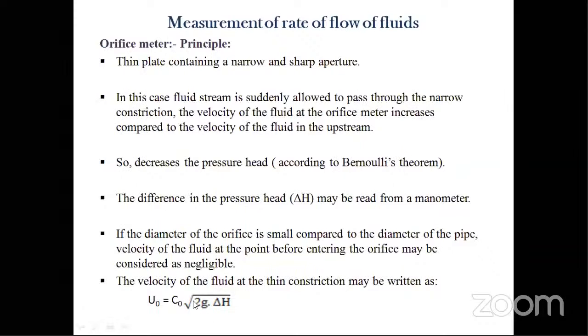So now, this is according to Bernoulli's theorem. Bernoulli's theorem says that when the velocity increases, the pressure head decreases, and when the velocity decreases, the pressure head increases. This inversely proportional phenomenon happens. So there is a pressure difference between portion A and portion B, and another portion is added. This is the orifice meter portion.